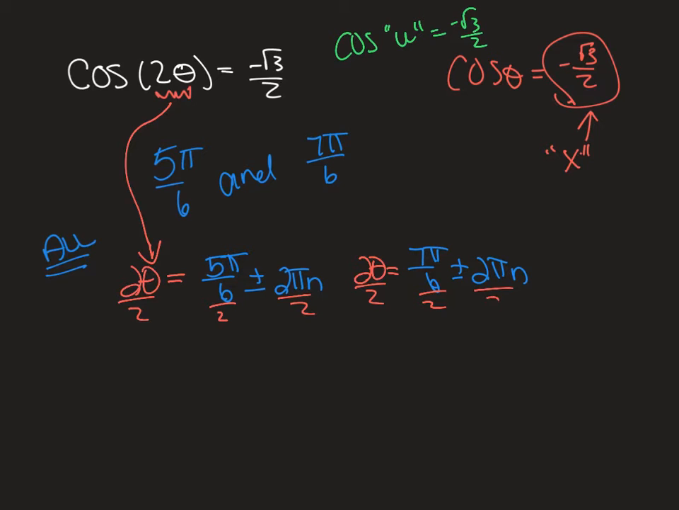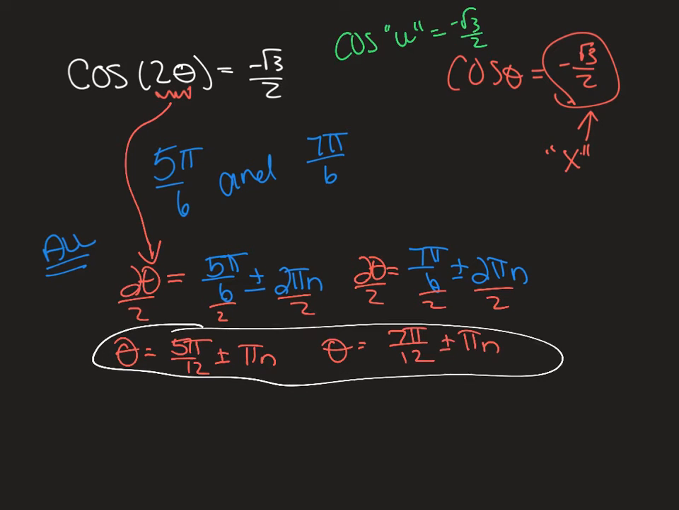You've got 2 separate equations. One of your answers is theta equals 5 pi over 12 plus or minus pi n, right? 2 divided by 2 is 1. And the other one is 7 pi over 12 plus or minus pi n. Now that's all solutions. That is what I'd want if I asked you for all solutions.